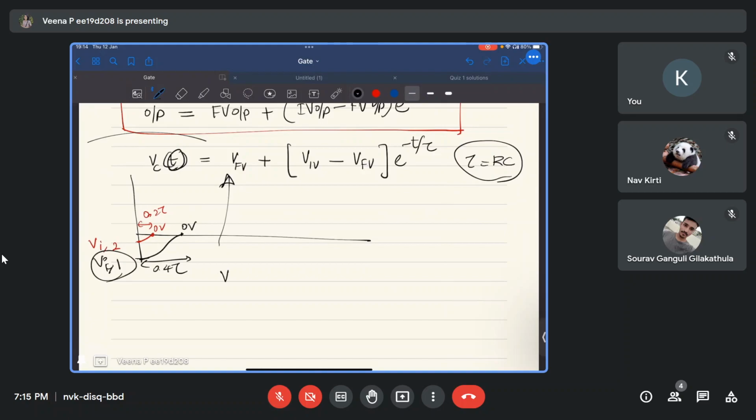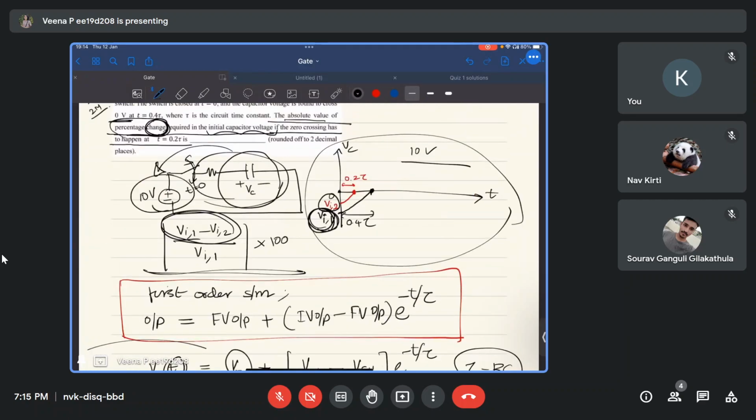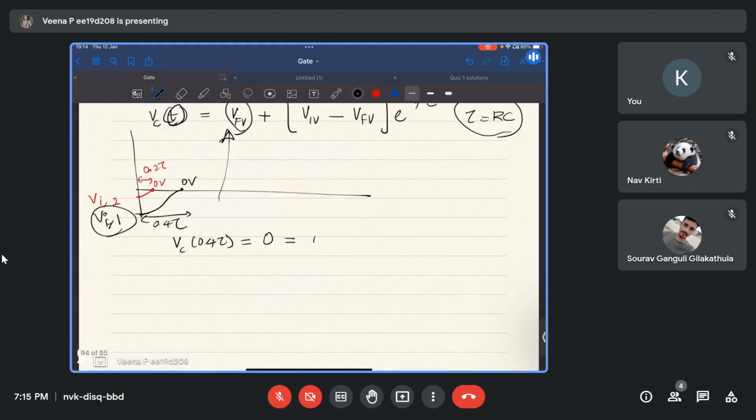So in the first case, the capacitor voltage at 0.4 tau, Vc of 0.4 tau, we know it is already 0. It is equal to the final value of capacitor voltage, which is the applied voltage. In a DC circuit having an RC element, the capacitor voltage final value will be the value of the DC voltage. So final value is 10 plus (initial value Vi1 minus final value 10) e raised to minus 0.4 tau by tau. So this is our equation number 1.